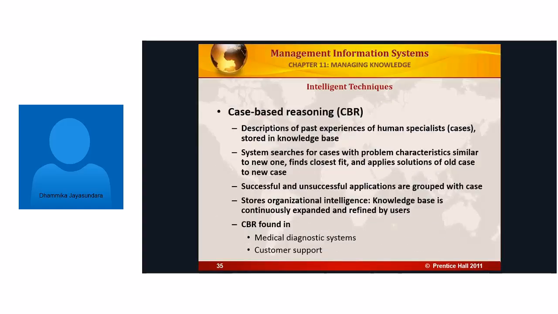Another intelligent technique is case-based reasoning. It's a description of past experience of human specialists, stored in a knowledge base. The system searches for cases with problem characteristics similar to the new one, finds a close fit, and applies the solutions of the old case to the new case.